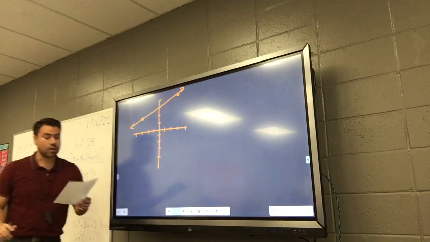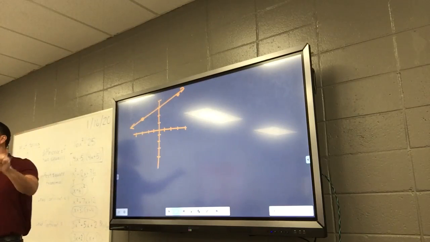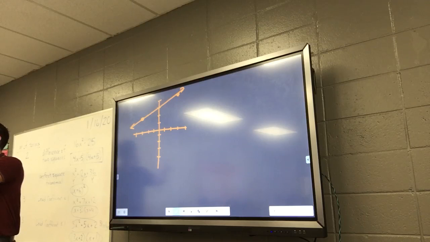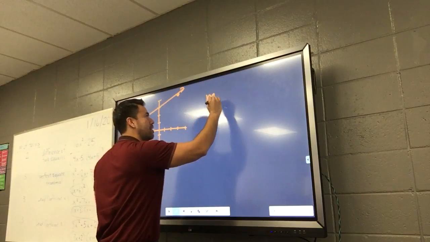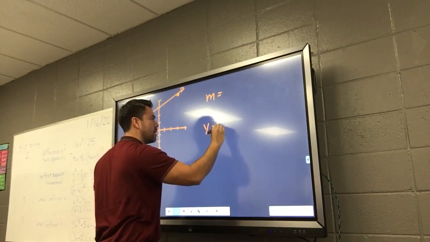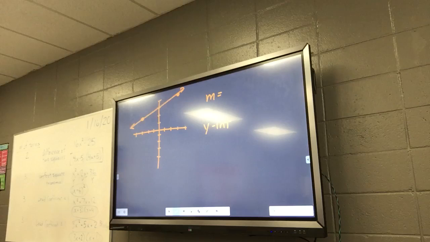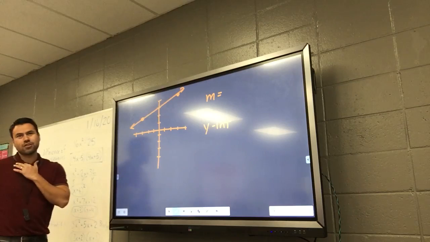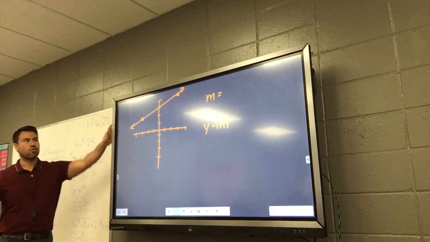That's a good sign. Okay, I want you guys to write the equation of this line in slope-intercept form. So what two parts do you need? Slope and the y-intercept. So find those first. Find your slope and find your y-intercept. I want both of those numbers from that graph. I want you to find that rise over run.